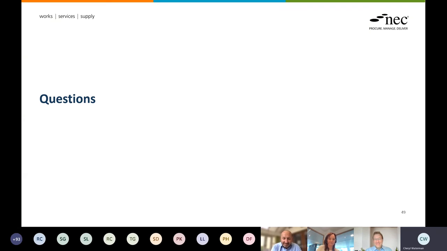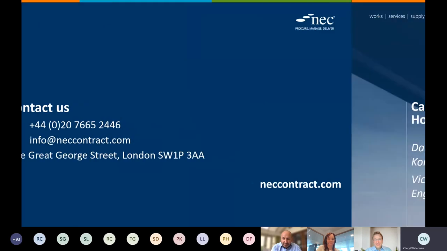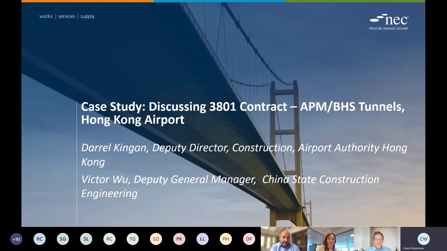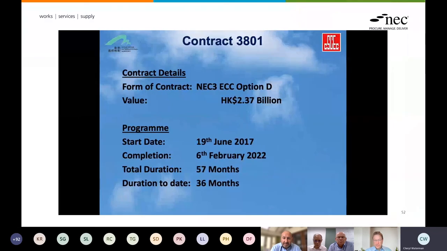Okay, thank you very much for that presentation. We'll now move on and have a further presentation, then some questions at the end. So we've now got a presentation around work at Hong Kong Airport on their third runway project. And this is contract 3801, one of the first NEC contracts, or possibly the first NEC contract the airport authority has undertaken. It involves construction of the APM and BHS tunnels, which are part of the third runway project.